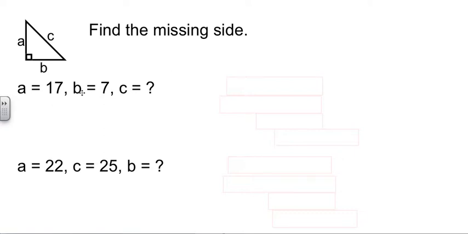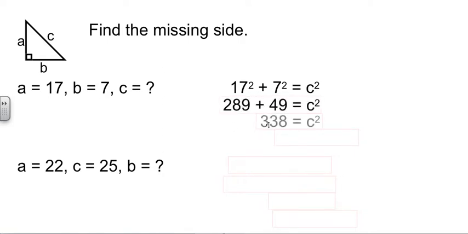Okay. They want us to find the missing side using this right triangle over here. So we have A, B, and we're looking for C. Plug into the formula. Arithmetic, collecting up, and then take the square root, and we find out what C is.